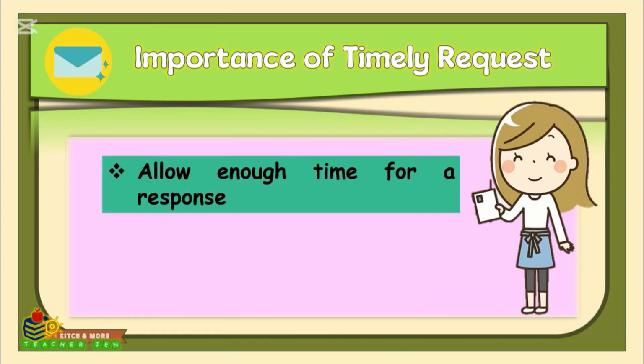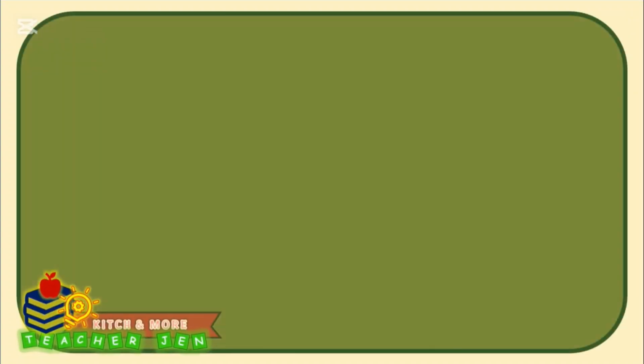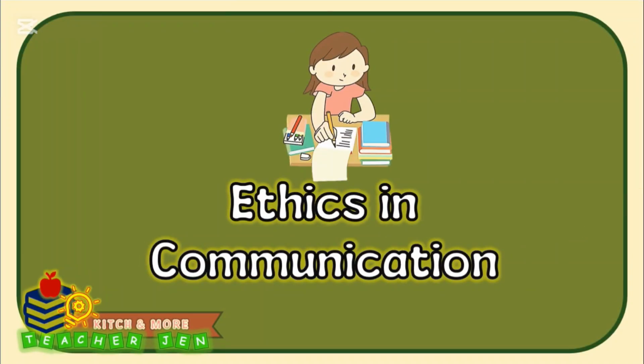So we have here, allow enough time for a response. Sending requests early ensures proper review and response. It allows time for adjustments if needed or additional requirements are needed. Late requests may lead to delays, rejection, or rushed approvals. Respect deadlines. Submit requests well in advance to allow processing time. Send request letters at least 2 weeks before the needed date. Check organizational guidelines for specific processing times. Let's now move on to the ethics in communication.